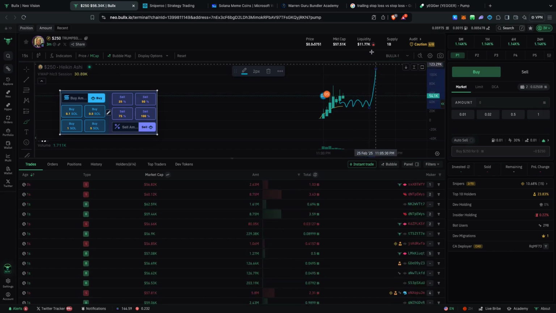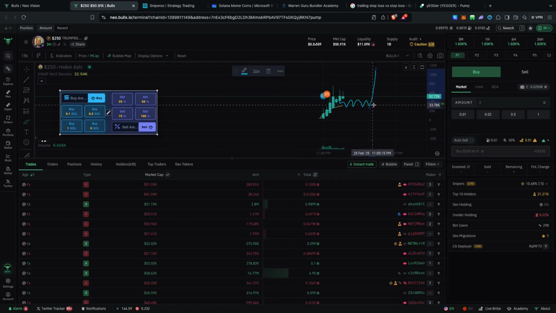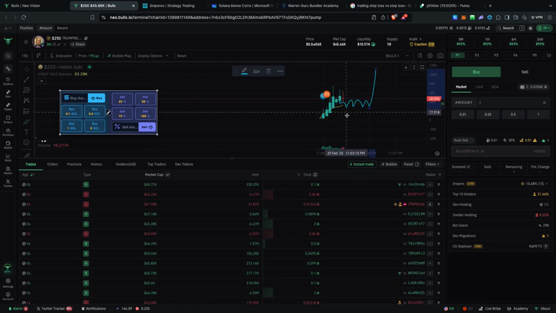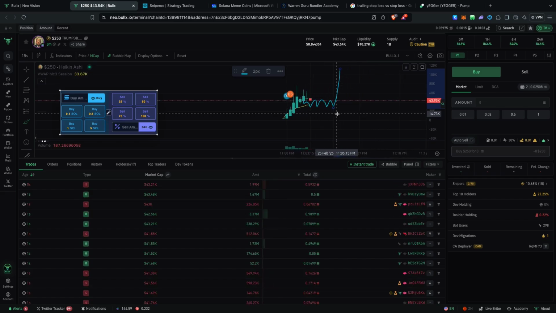Due to the fact that the migration threshold is around 60,000 US dollars, in order for this person to make money, they have to take it to about 130,000 US dollars. That's where it's going to go.